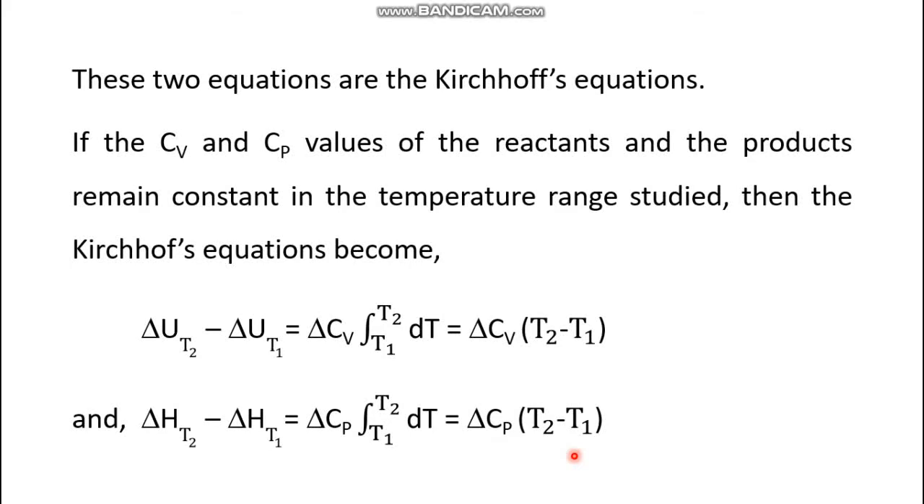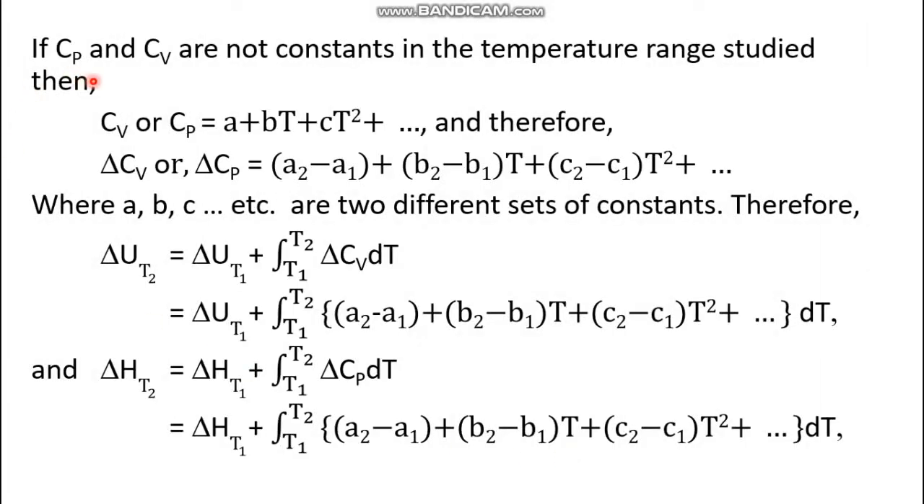But if Cp and Cv are not constants in the temperature range studied, then they have some different expressions. Both Cp and Cv have expressions like a plus bT plus cT squared plus and so on.